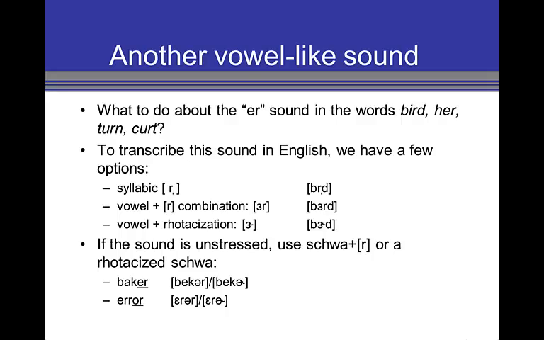If the sound occurs in an unstressed syllable, like in the second syllable of the words baker or error, then we will use schwa instead of the backwards epsilon. Again, you may either pair the schwa with an R in sequence or use a rhoticized schwa with the curly attachment. Either option is fine.